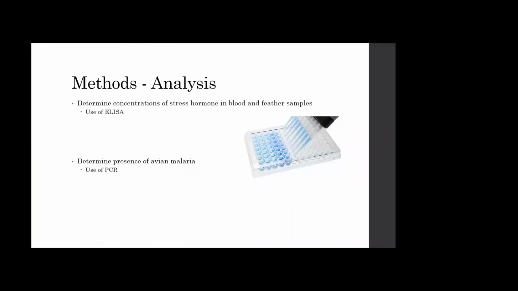Analysis of the blood and feather samples for corticosterone was conducted via enzyme-linked immunosorbent assays, also known as ELISAs. ELISAs use immunofluorescent antibodies that bind to the corticosterone in the sample to determine the concentration of corticosterone. An analysis of the blood samples for presence of avian malaria will be conducted via polymerase chain reactions.